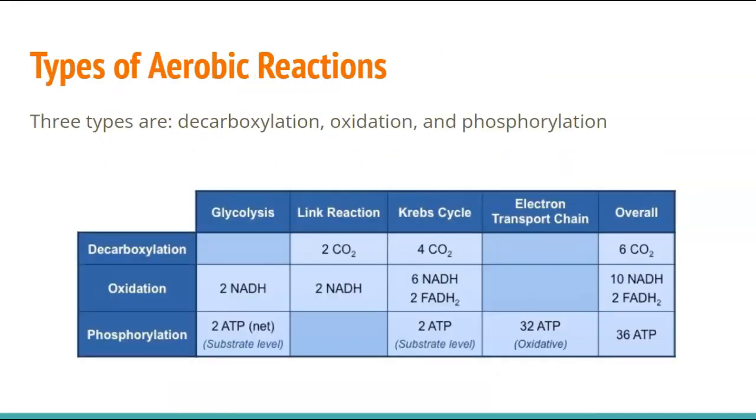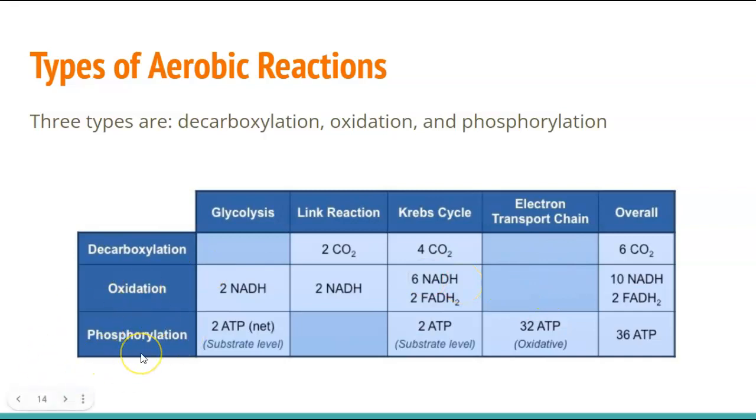So we talked about this a little bit. There are 3 types of aerobic reactions: decarboxylation, oxidation, and phosphorylation. This is just a nice little chart that shows when these things happen. So decarboxylation is when you are losing a carbon, right? So we lose carbons in the link reaction and the Krebs cycle. Oxidation is when you are using your taxi to pick up hydrogen ions, and we see that in almost all of the steps except the ETC.